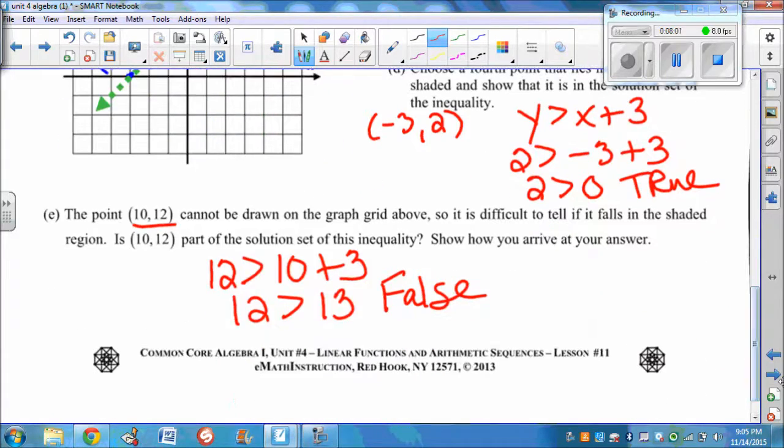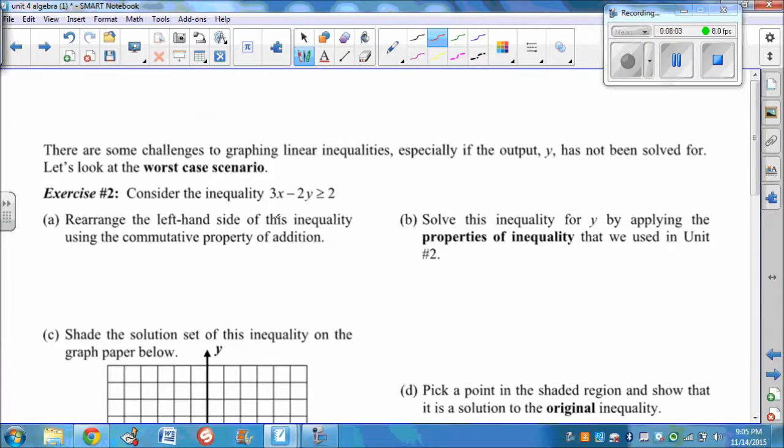Okay, go ahead and flip the page. There are some challenges to graphing linear inequalities, especially if the output y has not been solved for. Let's look at the worst case scenario it says here. So we've got this inequality here. Rearrange the left-hand side of the inequality using the commutative property of addition. So we're just going to flip the order of this. Okay, so we rearranged it.